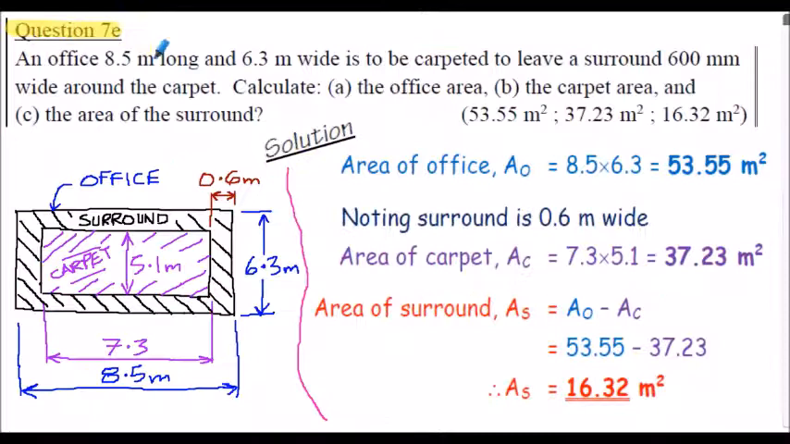Question 7E, here's the solution. There's three parts to the question. In part A, it wants us to find the office area. In part B, it wants us to find the carpet area. And part C, the area of the surround around the carpet. I've sketched a diagram on the left hand side. Always encourage you to sketch diagrams and showing the calculations on the right hand side. But I'll let you review these calculations at your own pace.